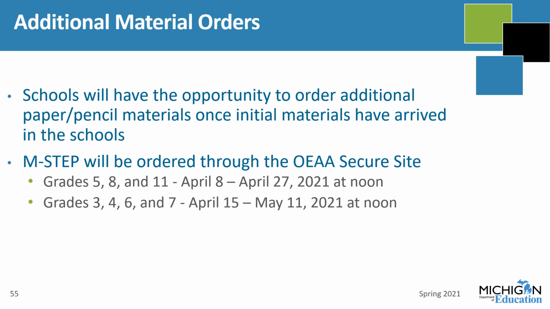You can still place material orders if you have any need for additional materials. The windows for additional material orders are listed here: April 8 through 27 at noon for grades 5, 8, and 11, and April 15 through May 11 for grades 3, 4, 6, and 7. These dates are also listed in the Important Dates documents.